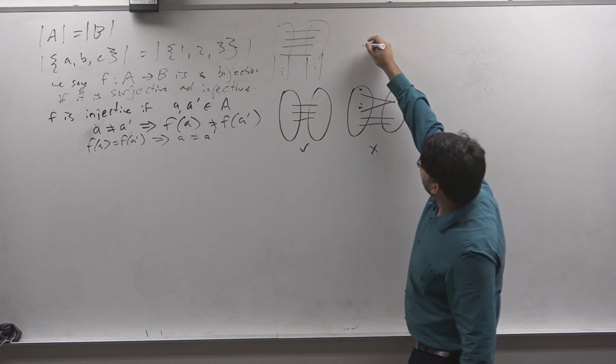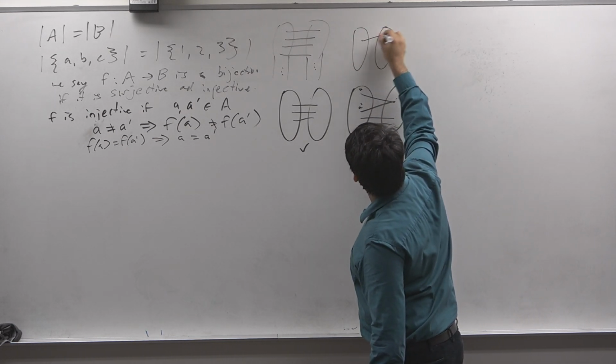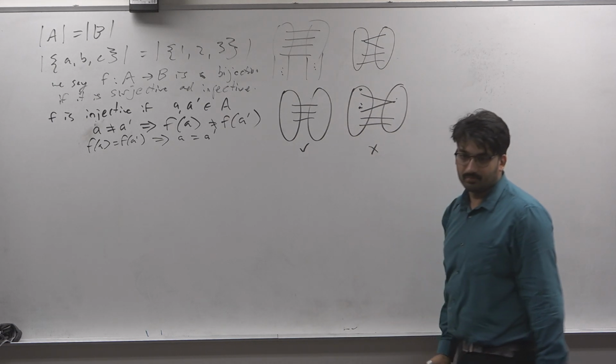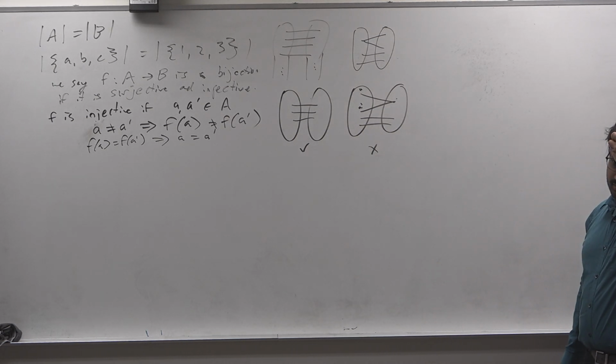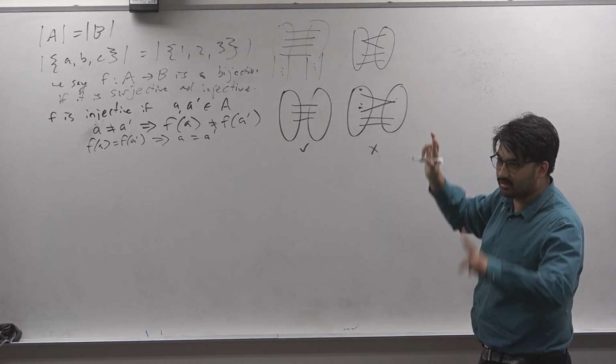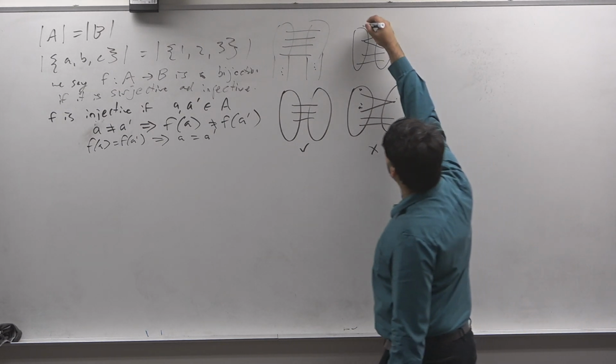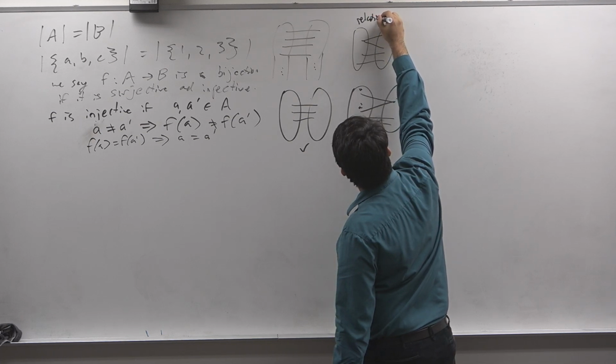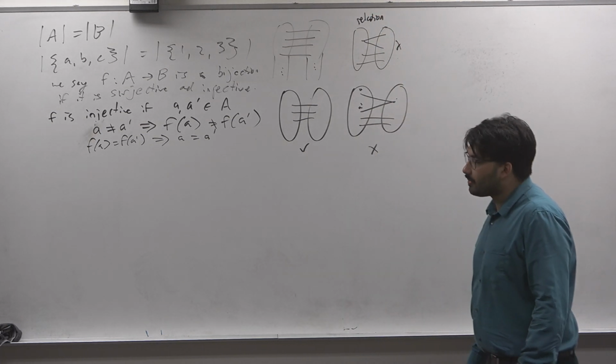What if we did the other way? What's the problem with this one? It's not a function. Yeah, it's not even a function. In fact, in the intuitive sense, this doesn't pass the straight line test, right? This is a relation only. So don't even consider that kind of case, right?